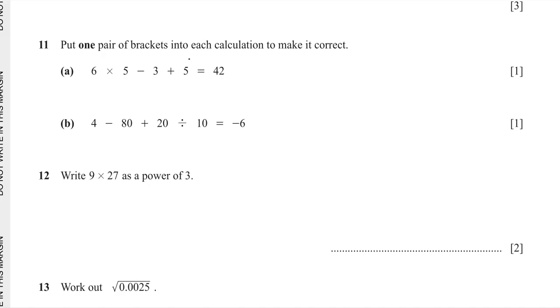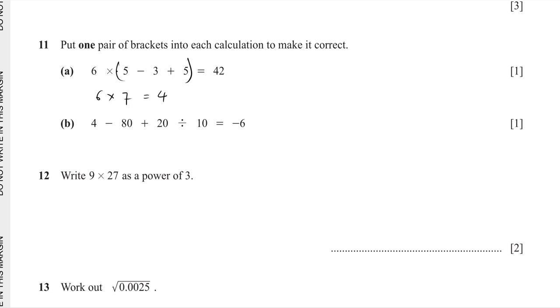Put one pair of brackets into each calculation to make it correct. So how can we make this calculation equal to 42? Let's try to see. First we have 6 times 5, that's going to be 30 minus 3 and plus 5. No, cannot do that. However, there is a way. If you put a bracket here, we get 6 times 5 minus 3 is equal to 2. 2 plus 5 is 7. So 6 times 7 equals 42.